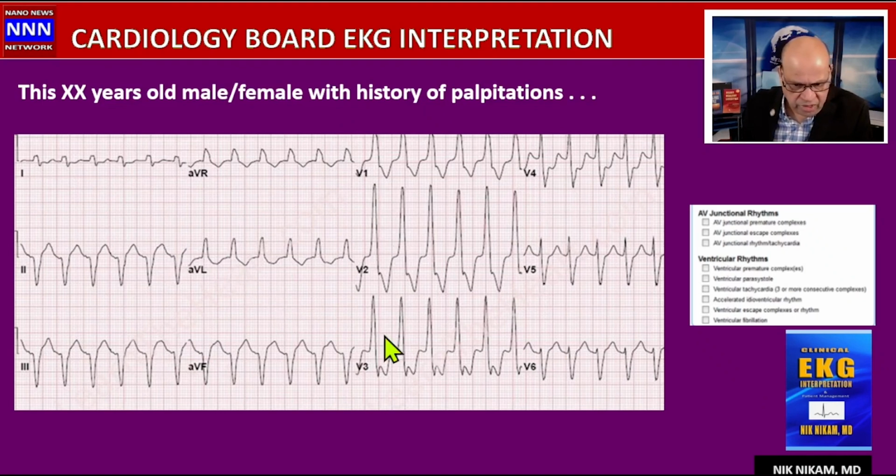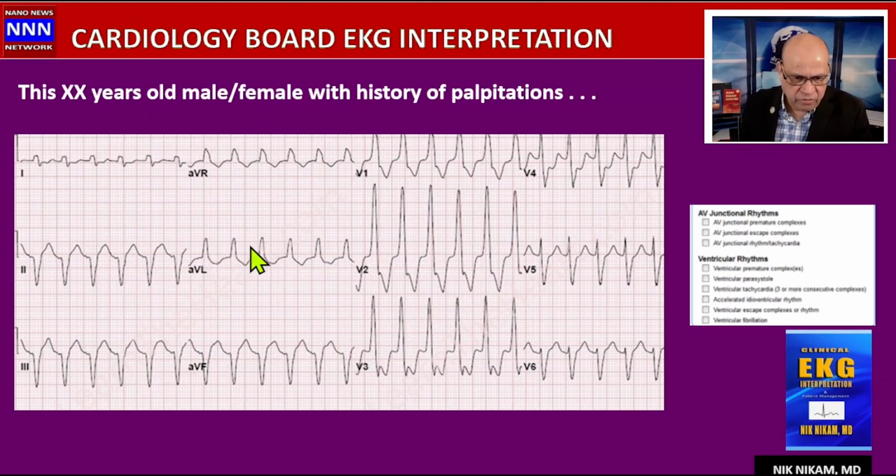I don't see any flutter waves, but the QRS complex is pretty wide, and it has what looks like a right bundle branch block pattern. And given the fact that the QRS is wide, and it is a tachycardia, the first thing that would come to my mind is ventricular tachycardia. How can we substantiate if this is ventricular tachycardia?